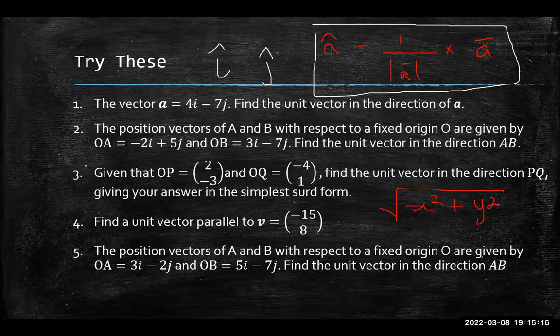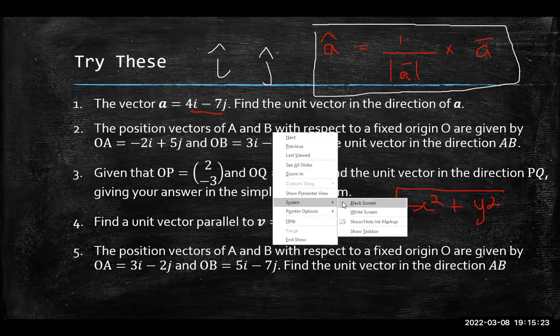So let me show you what that looks like. Just remember, this is the vector, 4i hat minus 7j hat, and we're trying to find the unit vector in that direction. So what exactly do we do? Well, the first step is to find the magnitude of that vector. Remember, vector A is 4i hat minus 7j hat, and I want to find the magnitude of this vector.